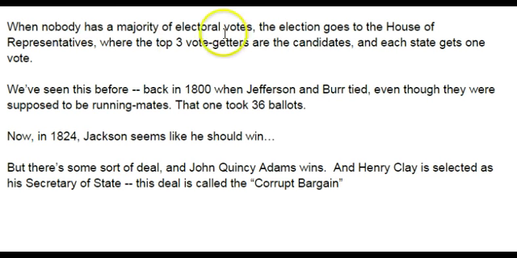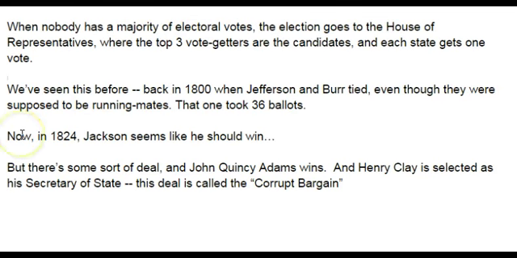If nobody gets a majority of electoral votes, the election goes to the House of Representatives. And the top three vote getters are the candidates, and each state gets one vote. So back in 1800, if you recall, Jefferson and Burr tied, even though they were supposed to be running mates, and that took 36 ballots. And what they did was amend the Constitution in the 12th Amendment to fix it so that presidents and vice presidents wouldn't run against each other.